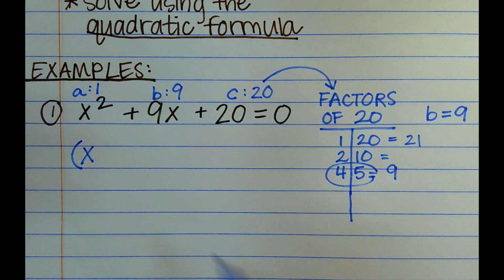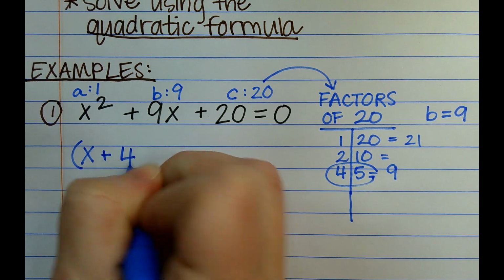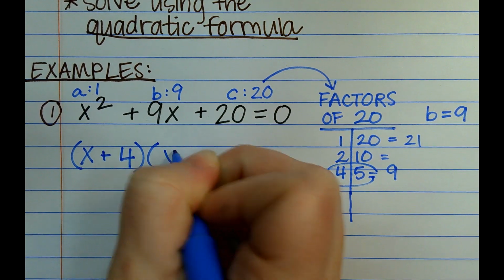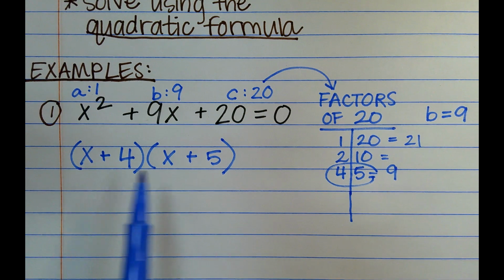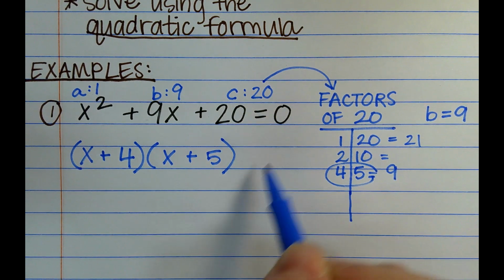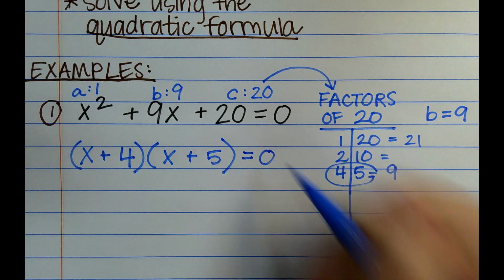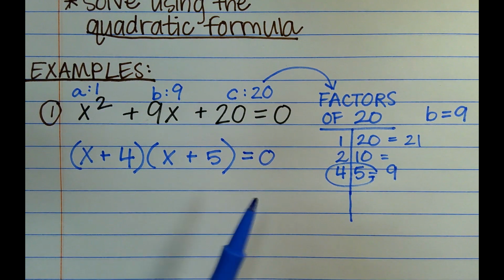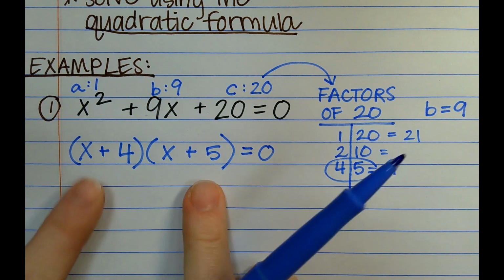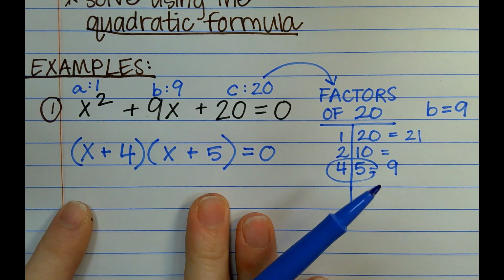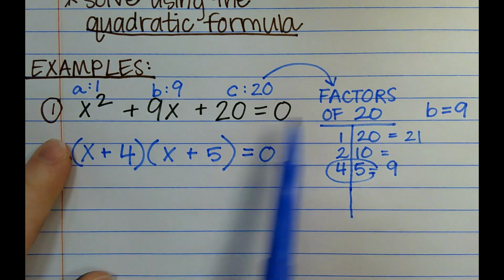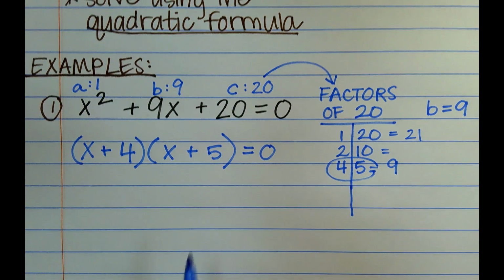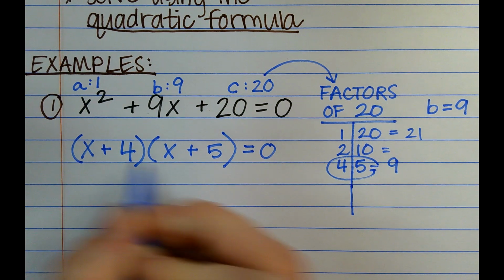Yeah, x plus 4 times x plus 5. This is my factored form. Now, all we got to do is bring down our equals 0, because now we're looking at an equation. So, in order to find the 2 values of x that will make this quadratic equation true, what we need to do is take our factors now.